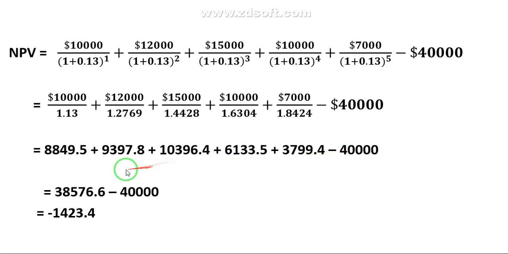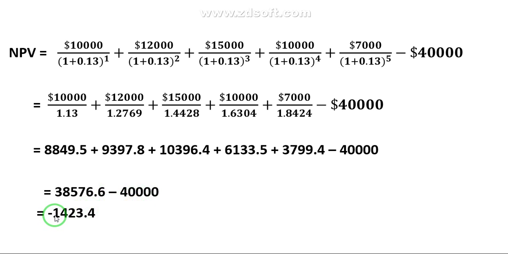Now 8,849.5 plus 9,397.8 plus 10,396.4 plus 6,133.5 plus 3,799.4. If we add them all, we get 38,576.6 minus 40,000 rupees. If we subtract this, 38,576.6 minus 40,000, we will be getting a minus value.